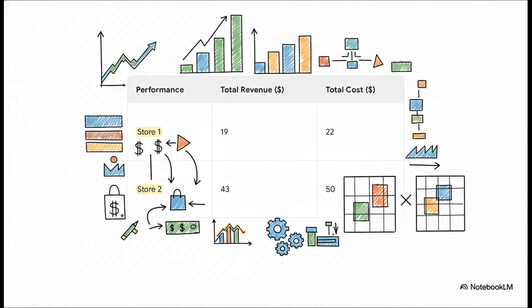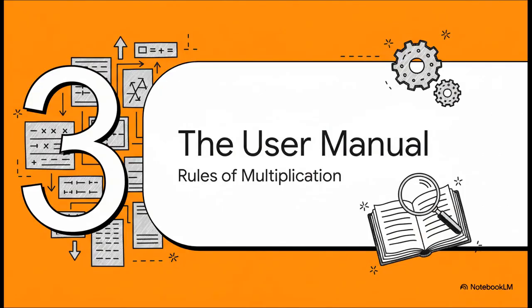That's $5 plus $14, giving us a total revenue of $19. In one single, elegant calculation, we've turned scattered data into a clear, actionable dashboard. So now that you've seen how powerful this is, it's absolutely crucial that we understand the formal rules of the road. Think of it like a user manual.